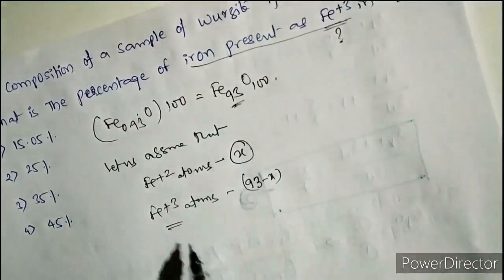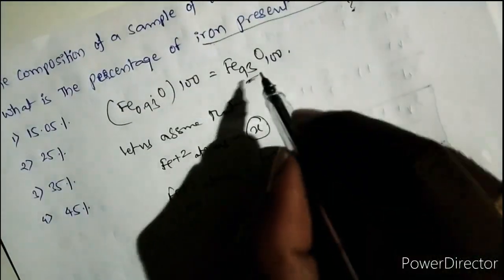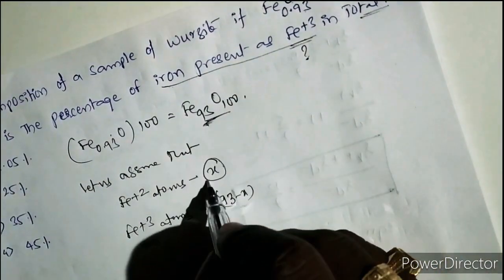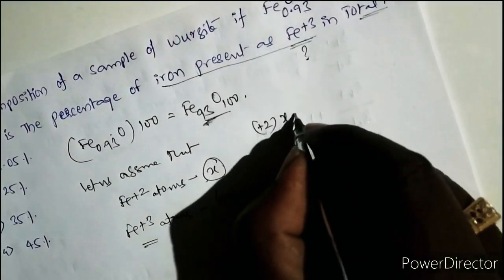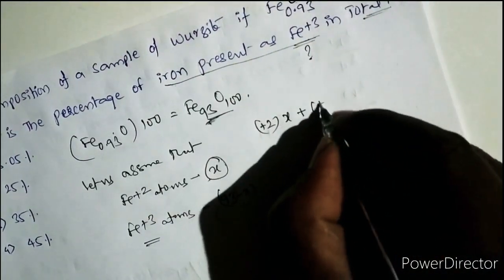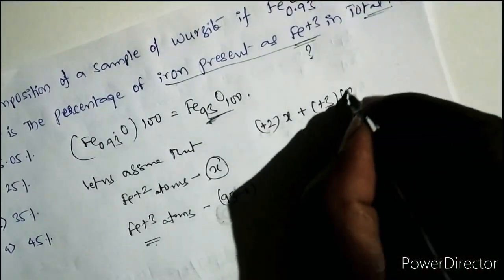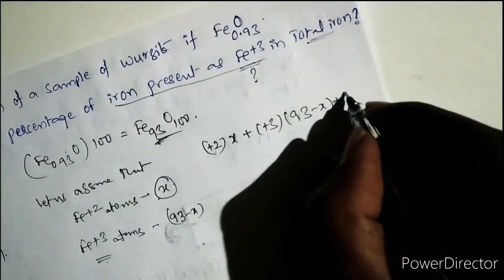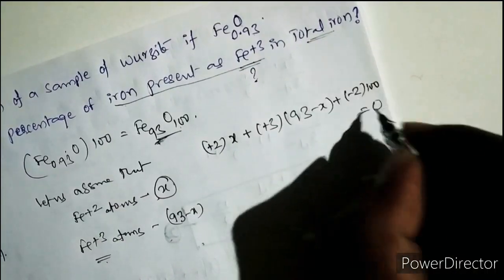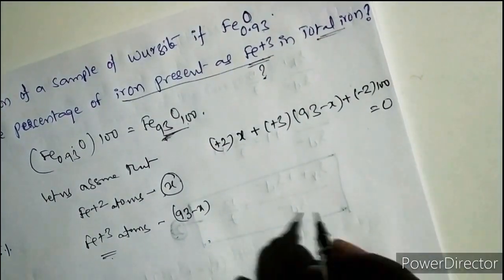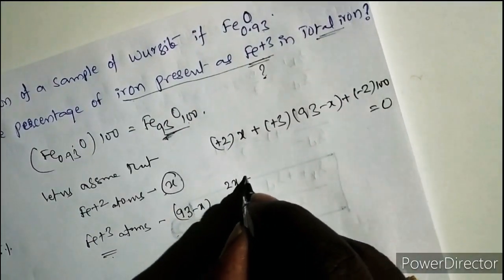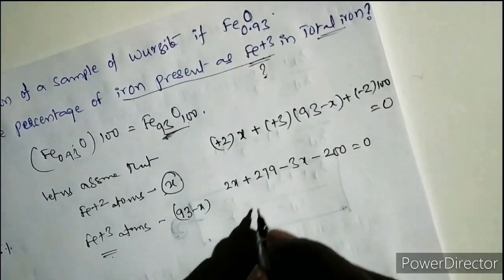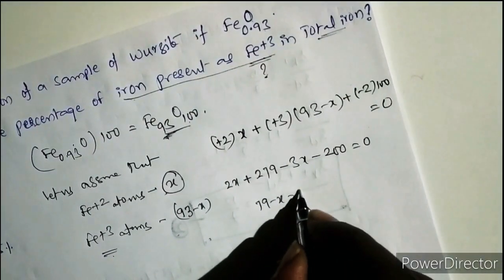Now try to find the regular oxidation state of this. It is iron 93, oxygen 100, right? Now in this iron 93, how many atoms are in plus 2 oxidation state? X atoms. And plus 3 oxidation state atoms are how many? 93 minus X. So I will do 93 minus X. Plus how many oxygen atoms are there? 100. Oxygen's general oxidation state is minus 2. So minus 2 into 100. This whole is equal to 0. So now if you do this calculation, it becomes 2x plus 279 minus 3x minus 200 is equal to 0. Now it becomes 79 minus x is equal to 0.